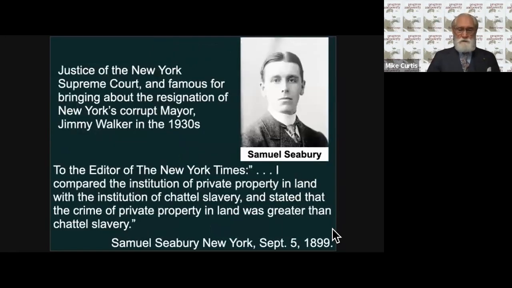Samuel Seabury, Justice of the New York Supreme Court, and famous for bringing about the resignation of New York's corrupt mayor, Jimmy Walker, in the 1930s. To the editor of the New York Times, he wrote, "I compared the institution of private property in land with the institution of chattel slavery, and stated that the crime of private property in land was greater than that of chattel slavery."